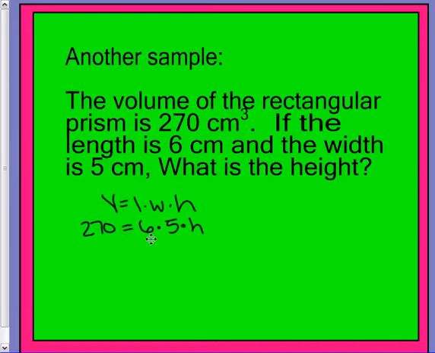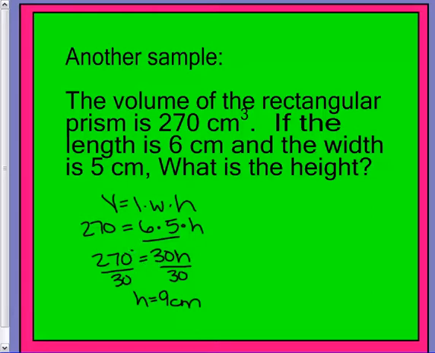So now let's simplify what we know. We know 6 times 5 is 30, times h is 30h. And we know that equals 270. So the question is, what number times 30 gives you 270? So divide 270 by 30, and we get the height as being 9. And these are 9 centimeters.